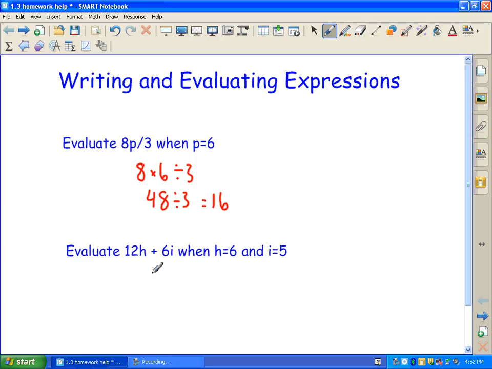On the bottom here, another problem. I have two letters to substitute in for, two variables. So all I'm going to do is plug in for both of them. So I have 12 times 6 plus 6 times 5. And now I follow the order of operations. I'll multiply first, and that gives me 72 plus 30. And then when I add those up, I get 102. So when I evaluate that expression, my answer will be 102.